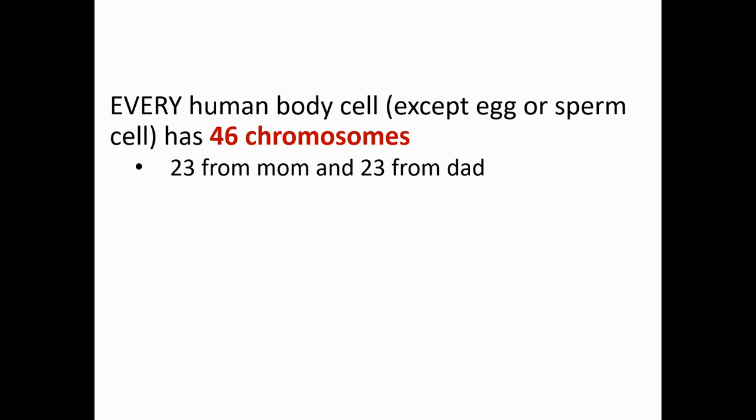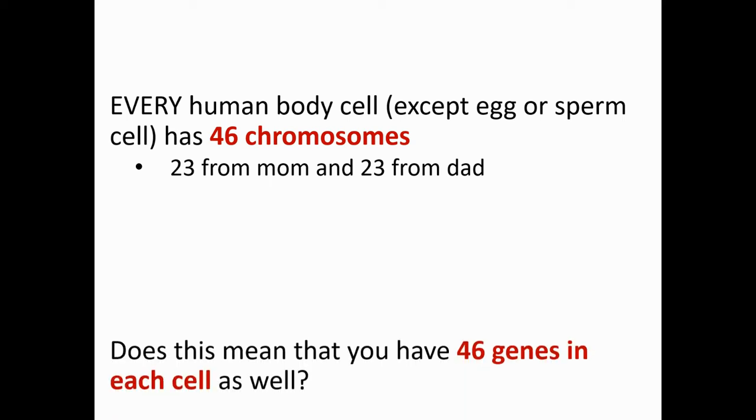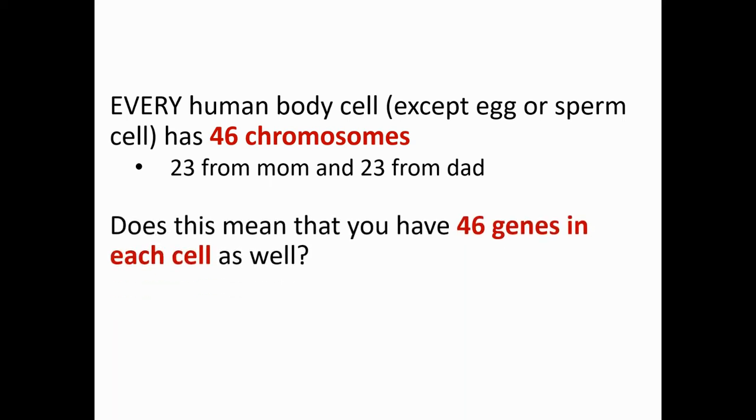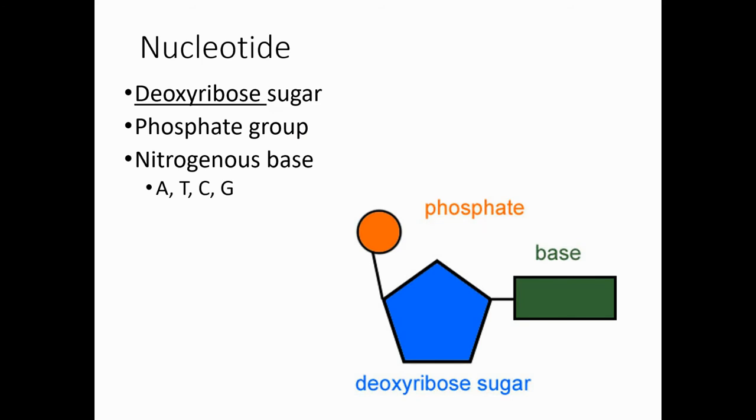Every human body has 46 chromosomes, except for your egg and sperm. We talk about that more in meiosis. You get 23 from mom and 23 from dad, for a total of 46, if you're good with math. Does this mean you have 46 genes? No. A segment of DNA is a gene, so you have hundreds of segments on each DNA piece, which means you have hundreds and thousands of genes.